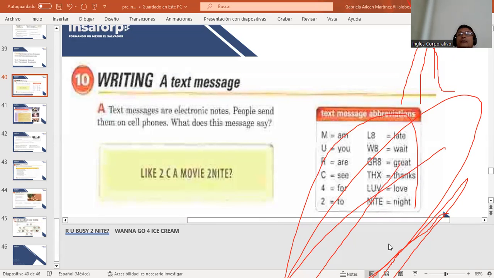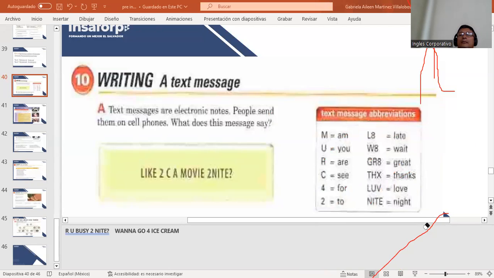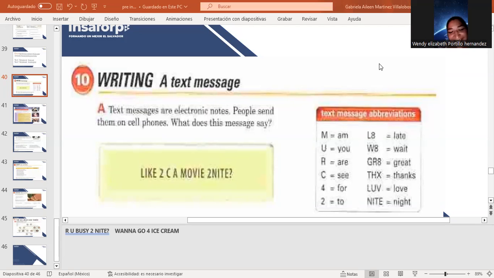Who's using the marker? Hey, stop. Thank you. Teacher, I'm sorry, I did that. Don't worry, I already erased it. We already fixed it. Okay, who's missing? I'll text you. Okay, good, that's a good one, Wilfredo.